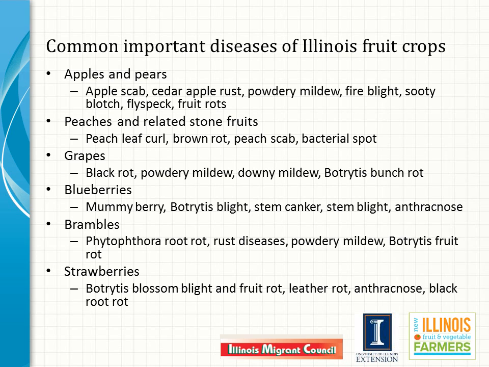For fruits, the most common diseases encountered in Illinois production are listed in this slide. For apples and pears, apple scab, cedar apple rust, powdery mildew, fire blight, sooty blotch, fly speck, and summer fruit rots are among the most common. For strawberries, Botrytis blossom blight and fruit rot, leather rot, anthracnose, and black root rot are concerns. And you can read the list of common diseases for other fruit crops.